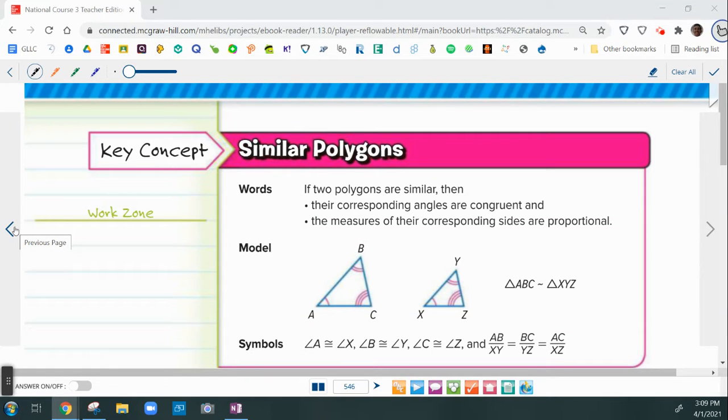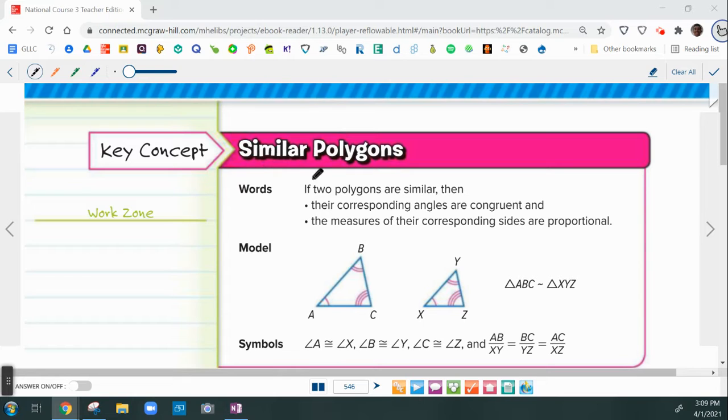Let's get after it. Similar polygons. Make sure you have your textbook open to 546 and take great notes. This chapter, our notes are all going to be in our textbook. So get it out and make sure you're copying things down that you think will help you prepare for any of our tests or quizzes and prepare you to really understand these lessons.